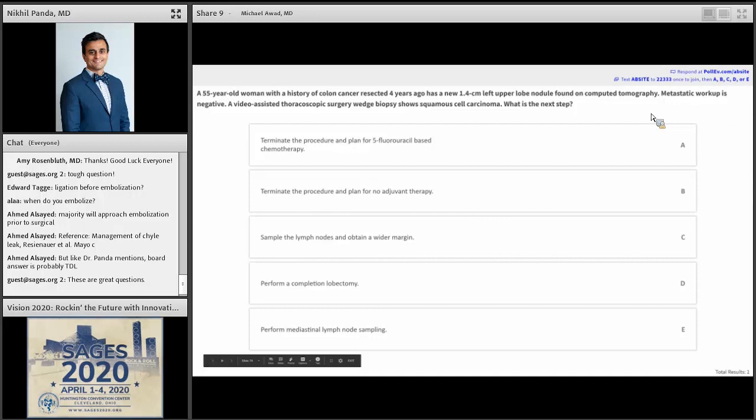A, terminate the procedure and plan for 5-FU-based chemotherapy. B, terminate the procedure and plan for no adjuvant therapy. C, sample the lymph nodes and obtain a wider margin. D, perform a completion lobectomy. And E, perform mediastinal lymph node sampling.